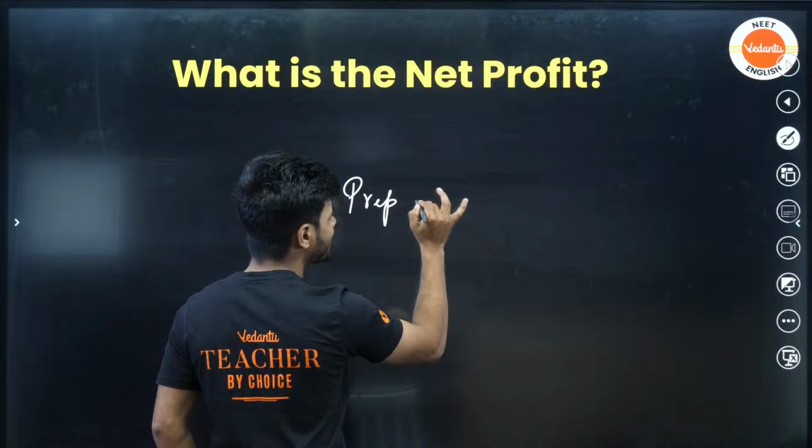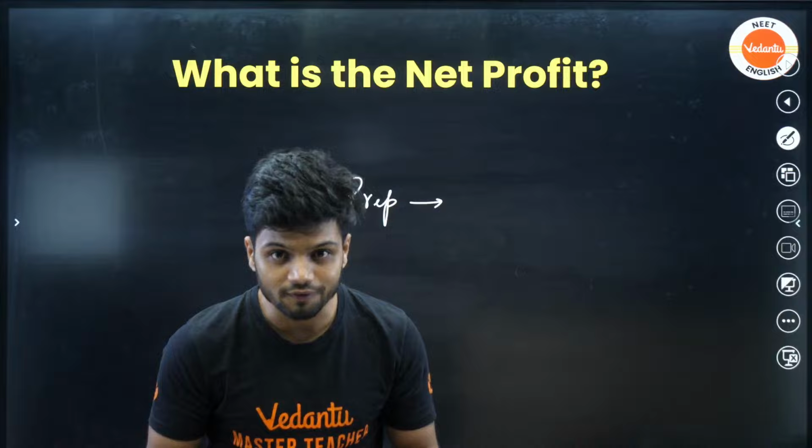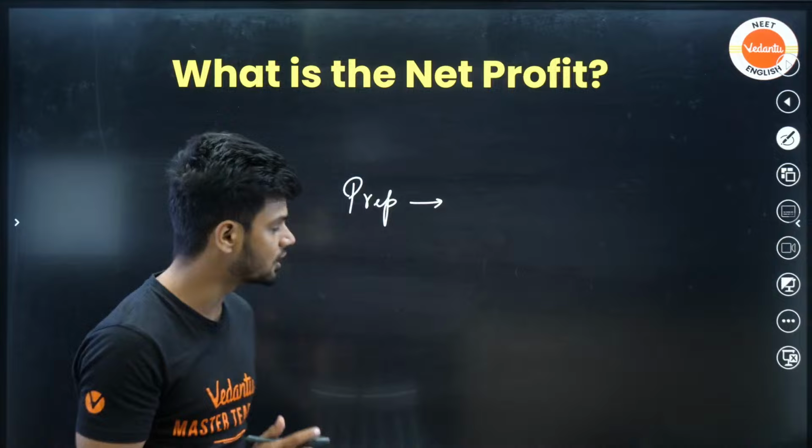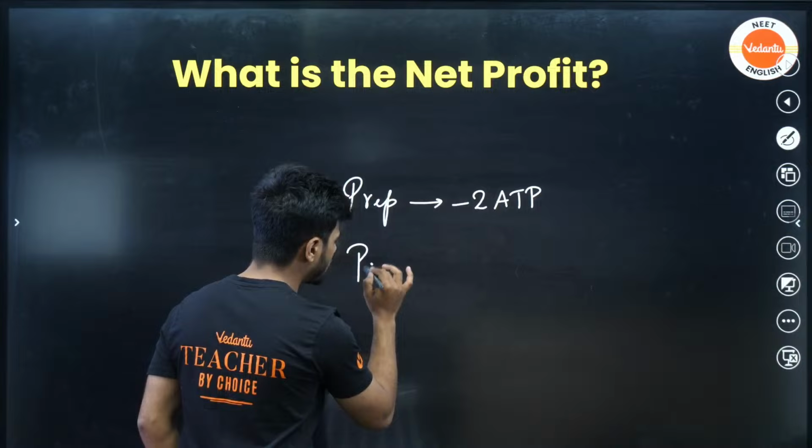In your preparatory stage, is there any production of ATP? No, sir. In your preparatory stage, there is no production of ATP. But if you remember, in your first step and the third step, ATP was consumed. Yes, sir. So can I write minus 2 ATP? Yes.